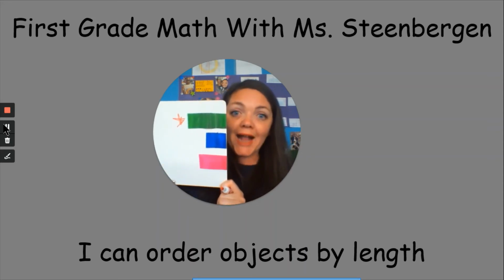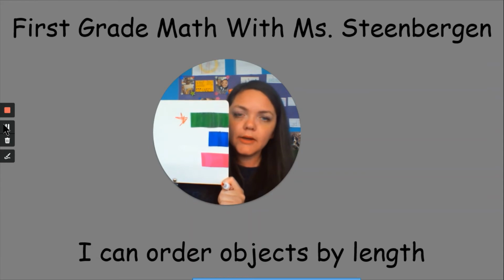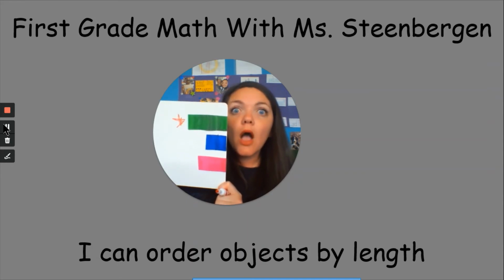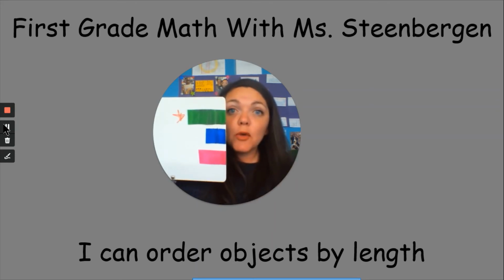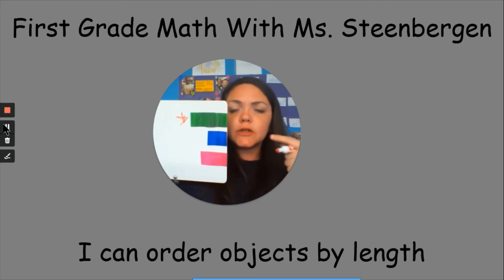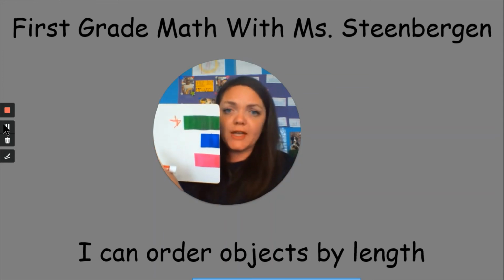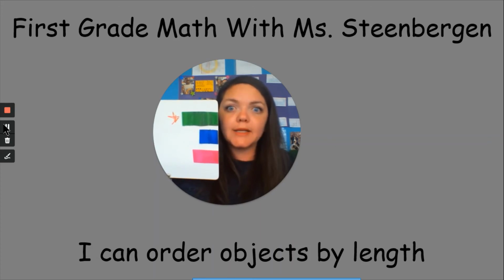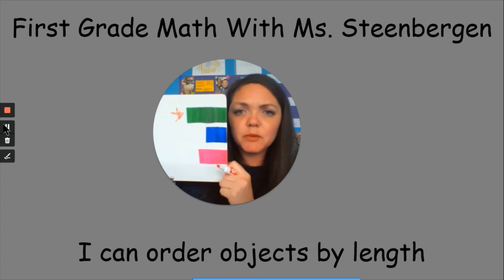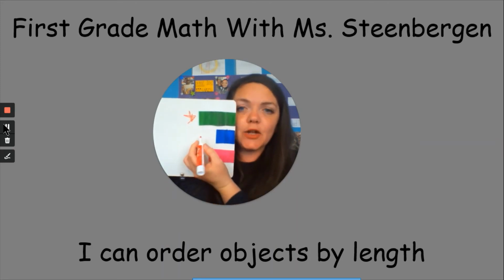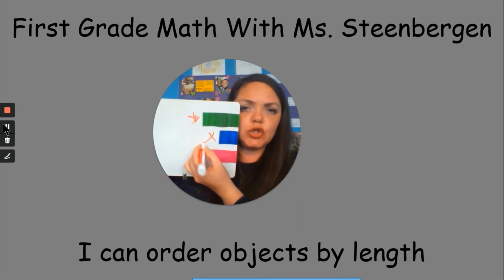Now let's put an X next to the shortest one. How do I know if it's the shortest? Oh, it stops before all of the other ones. So longest is the object that goes on the farthest, and shortest is the object that stops before all of the other ones. So which one stops before all of the other ones? Yes, the blue rectangle. So we're going to put a big X because it's the shortest.